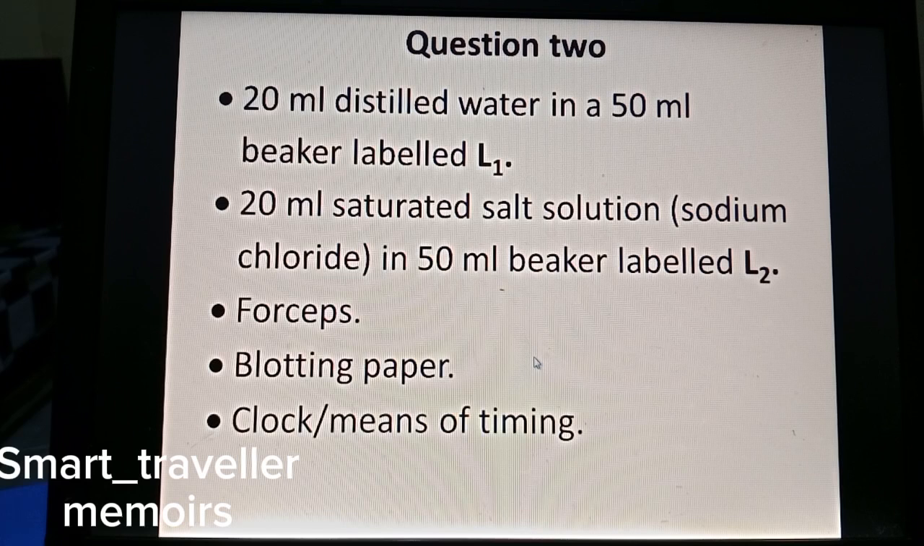Question 2. 20 ml distilled water in 50 ml beaker labeled R1. 20 ml saturated salt solution, sodium chloride, in 50 ml beaker labeled L2. Forceps, blotting paper, clock or means of timing.